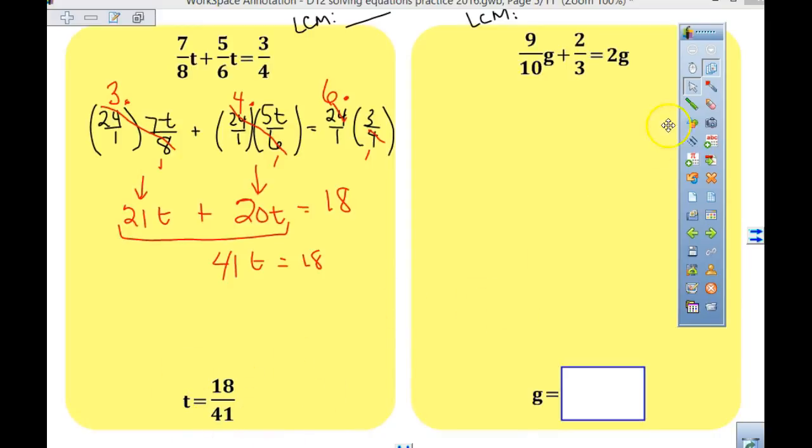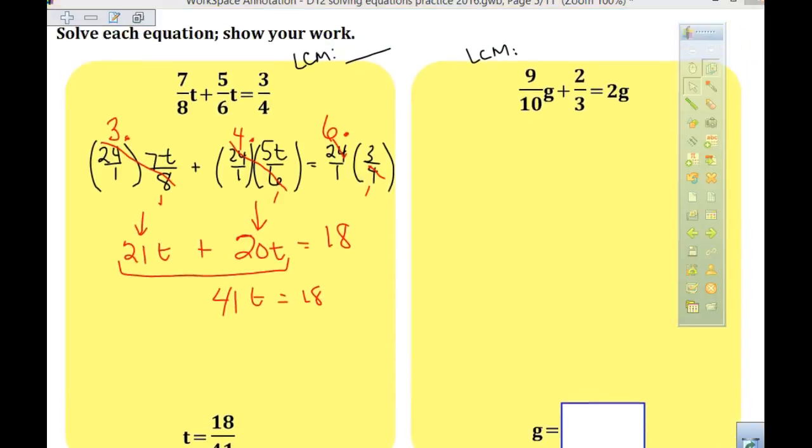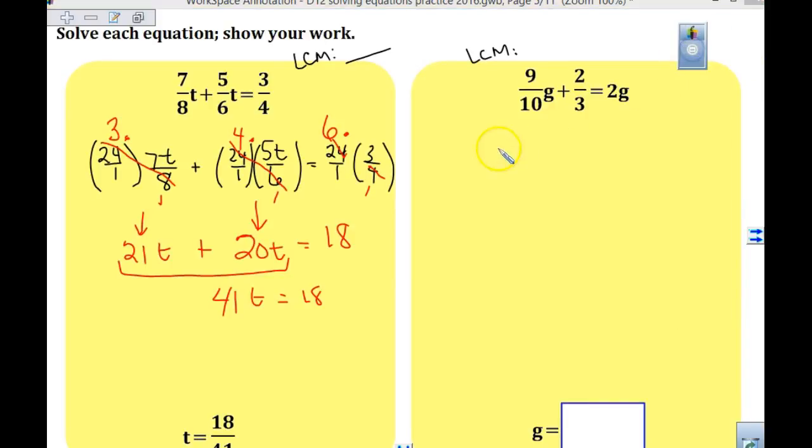18 out of 41. Okay, do the next one, please. And if you'd like to solve it all the way, that'd be great, but I really need you to just show me what you're multiplying by, okay? Again, put the variable in the numerator.